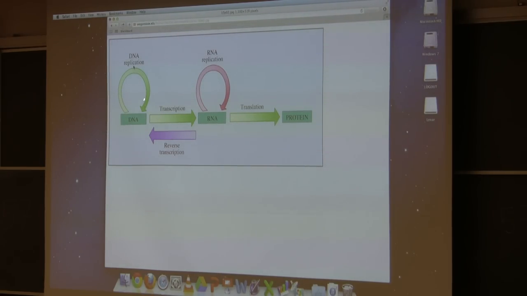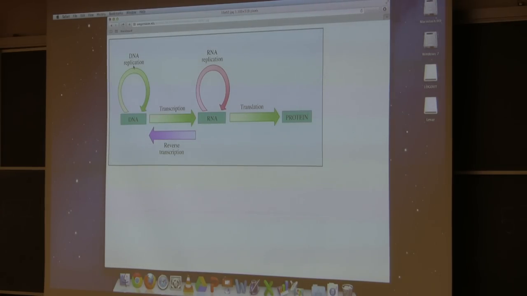DNA copies itself, right? The process of going from DNA to RNA, I've already told you, is called transcription. The process of going from RNA to protein is translation, as I described to you. When people first proposed the central dogma, they said, this is a one-way street. You can go from left to right, but you can't go from right to left. Well, that turned out not to be true.